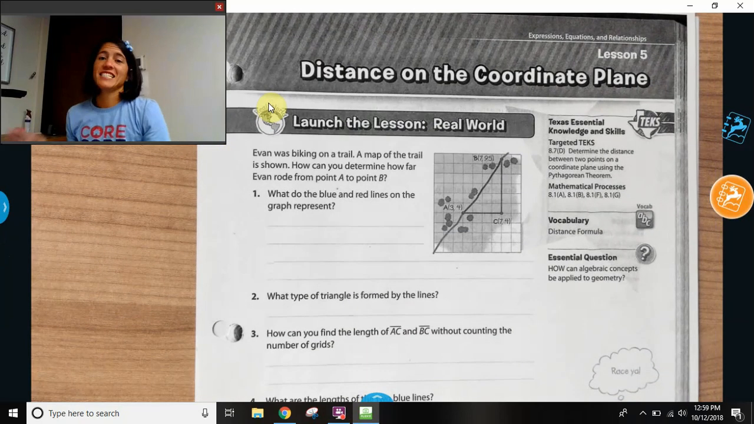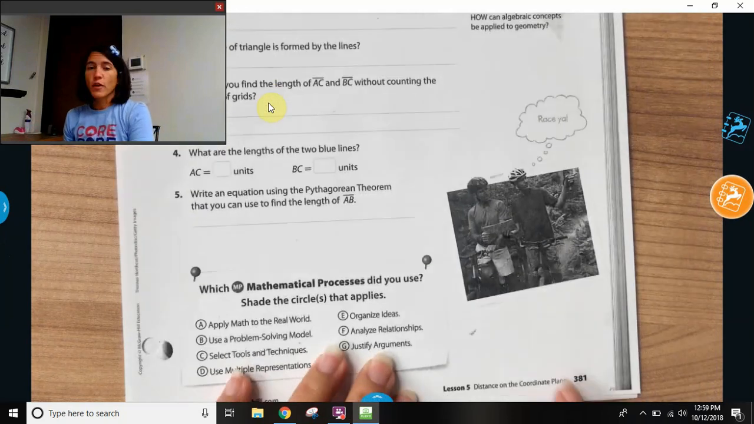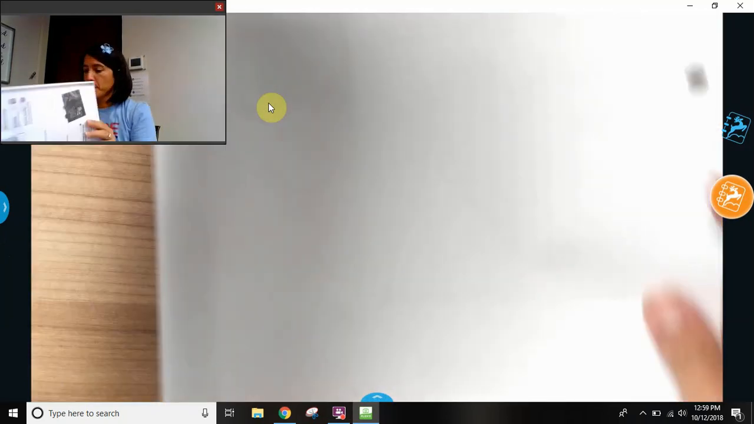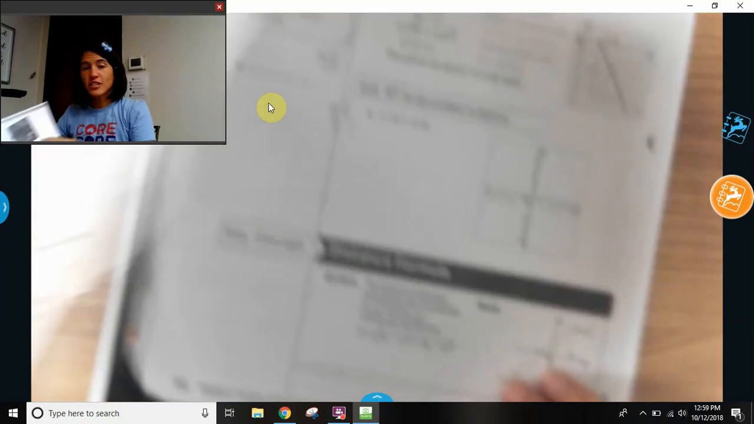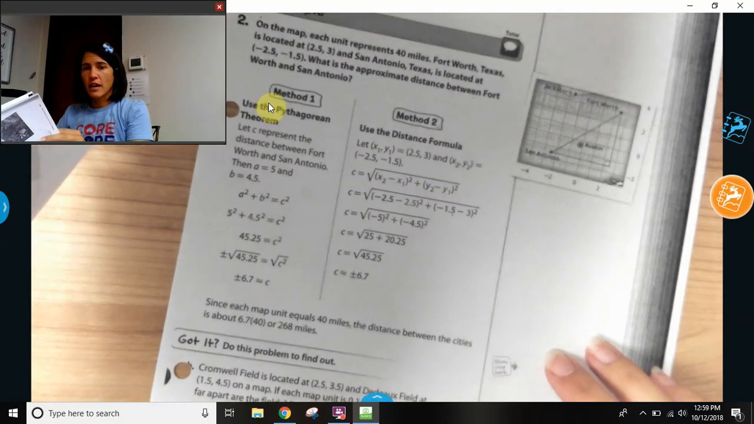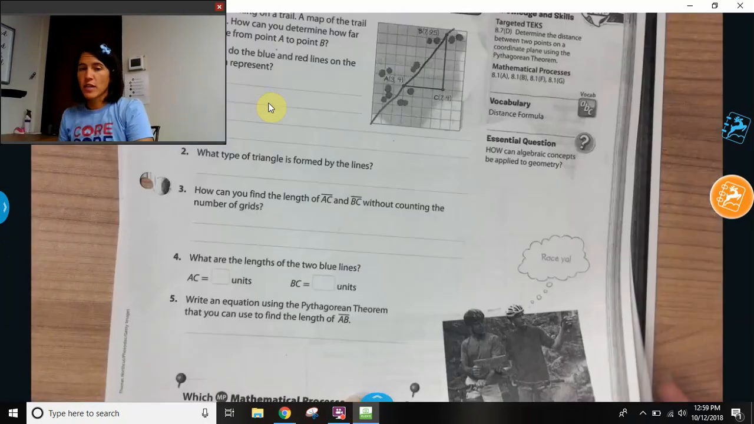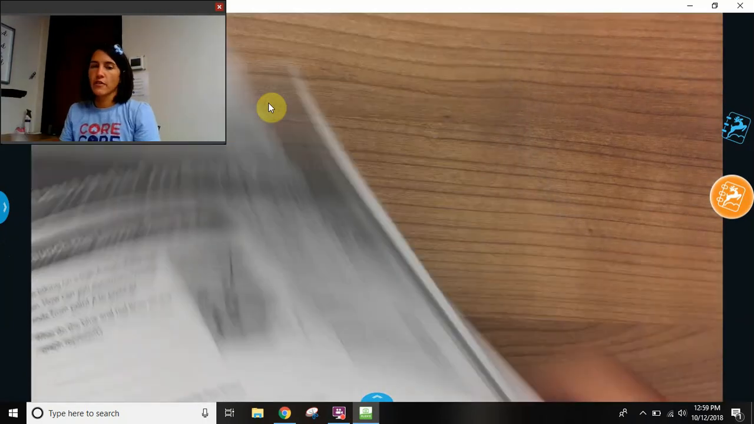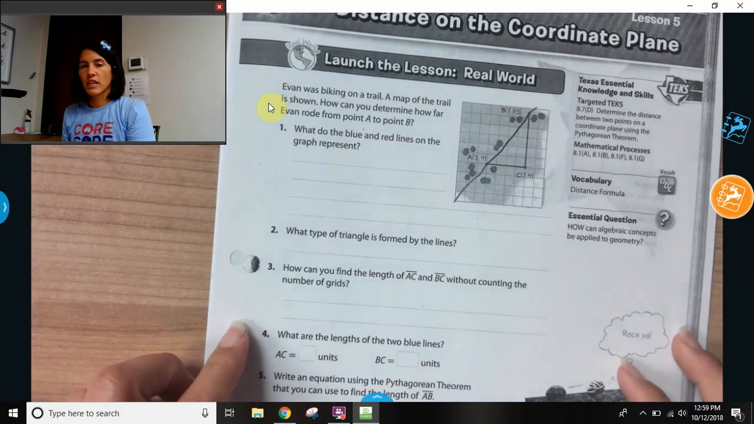All right, today's lesson is distance on a coordinate plane. And so I told you to tear out these pages from your textbook. 381, 382, and then 383. And I maybe told you to tear out 384. So get that one too.